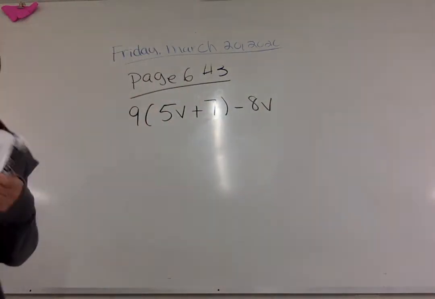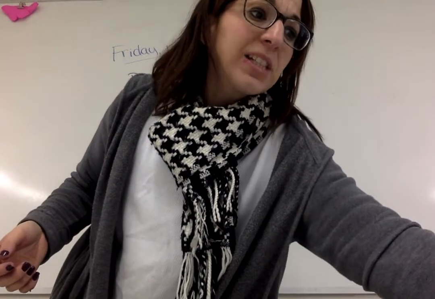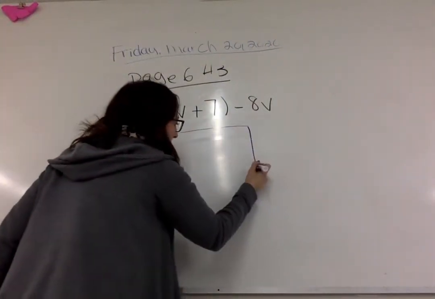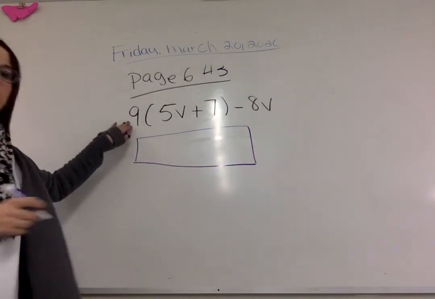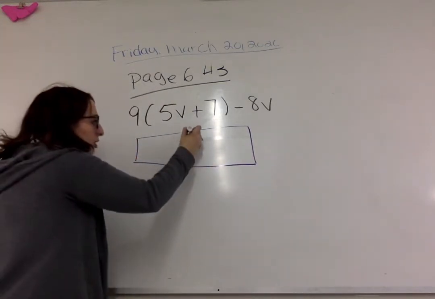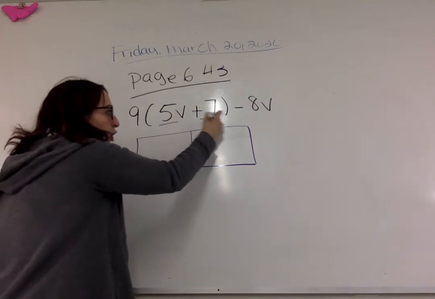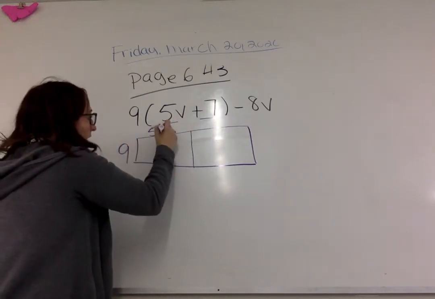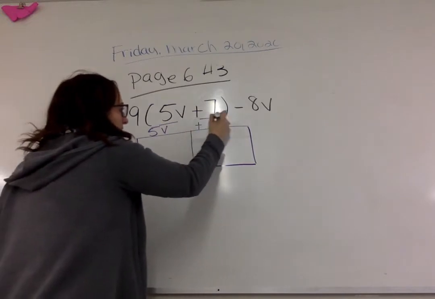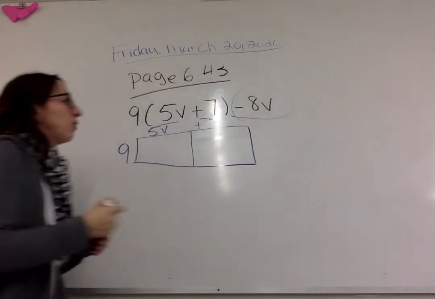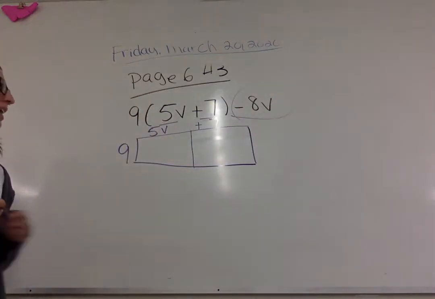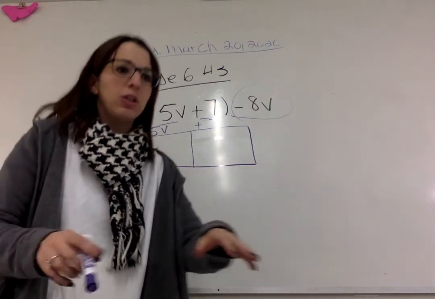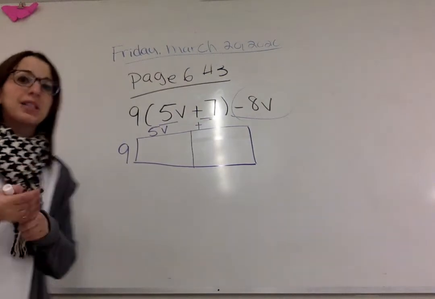So remember the box method, right? The box method is actually a visual. So we're going to make a big rectangle, like I'm in purple. I know that my outside term is 9, so I'm going to divide this in half. There are 2 terms inside the parentheses, 5v and I'm adding 7. I'm not interested in what I just circled in purple just yet, because when I have parentheses, I need to get it by itself first. That is why we are using the box method.